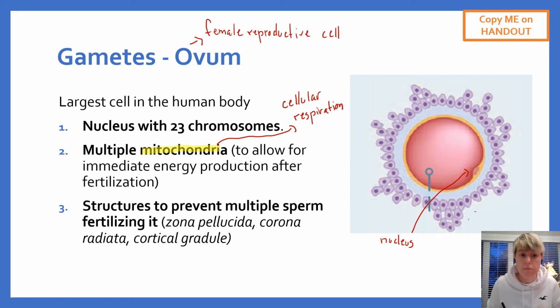And again, there are multiple structures that prevent multiple sperm from fertilizing it, because if too much sperm enters the cell, that means you have multiple excess genetic information, and the fertilizing process will not take place. Some of these structures are called the zona pellucida, the corona radiata, and the cortical granules. But the key thing that we need to understand is that there are structures in the ovum that prevent multiple sperm from fertilizing it.